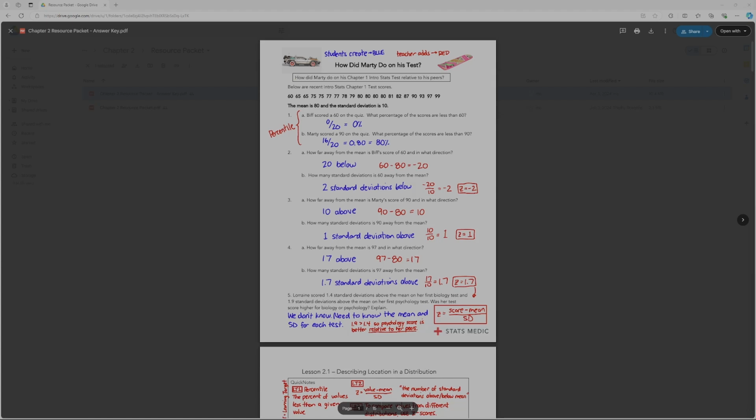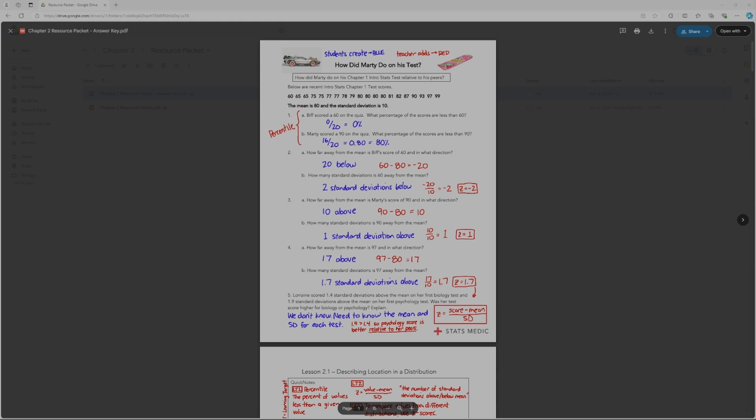Okay, I didn't really know what to do, so I think I'm just going to go through the resource packet and highlight stuff you got to know. So first things first, let's talk about finding percentiles. I have the test on another monitor, so I'm kind of looking to see what's important.